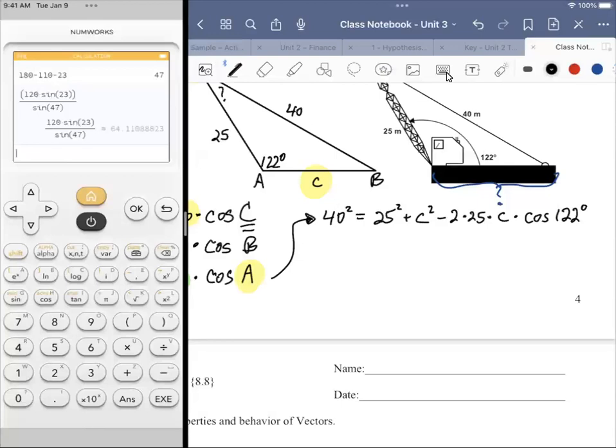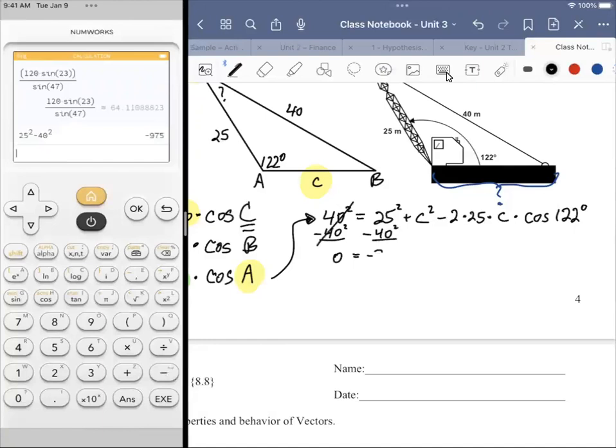In a quadratic, when I solve those, I want to have everything over to the same side. So I'm going to subtract off the 40 squared. All right, so I'll just do that quickly here. 25 squared minus 40 squared. That's negative 975, so it cancels over here to 0, negative 975 plus C squared.